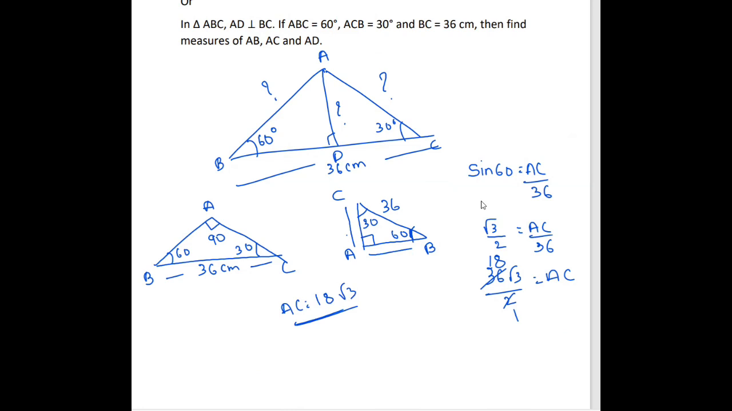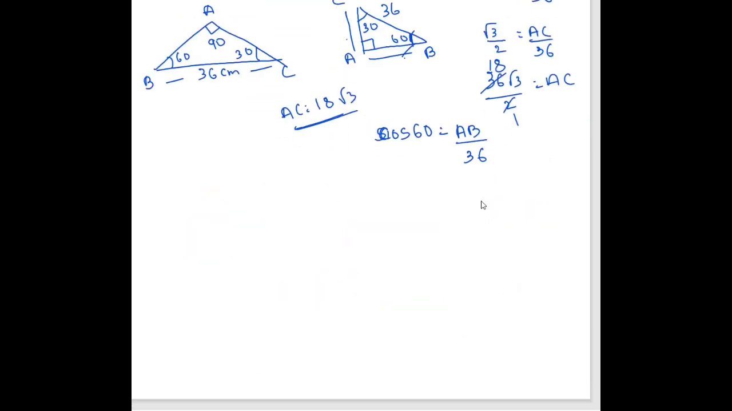Now if I need AB, I take the same triangle and use cos 60. Cos is adjacent by hypotenuse, so AB by hypotenuse, which is 36. What is the cos 60 value? Cos 60 value is half. Okay, AB is equal to 36, the 36 goes up. 36 by 2 is nothing but AB. Therefore, AB value is 18 centimeter. Block these two answers, they are correct.